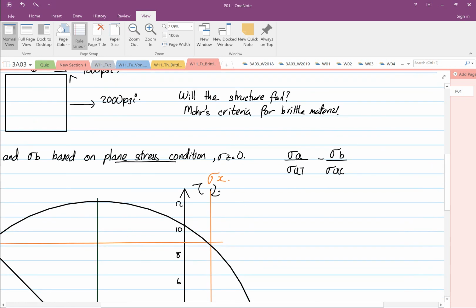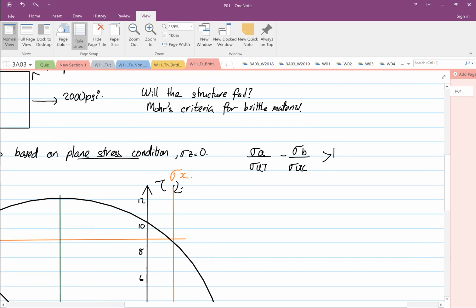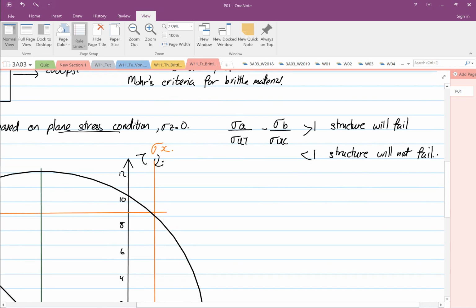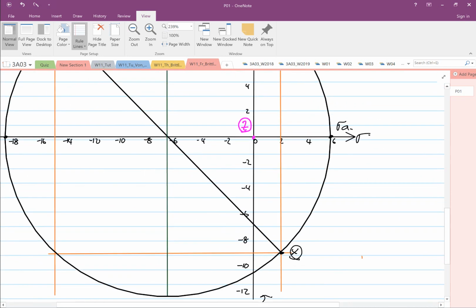If this is greater than 1, the structure will fail. And if it is less than 1, the structure will be safe. Now it will not plastically deform because it's brittle. Will we go into the plastic region? No, not for this case. So we have drawn this.